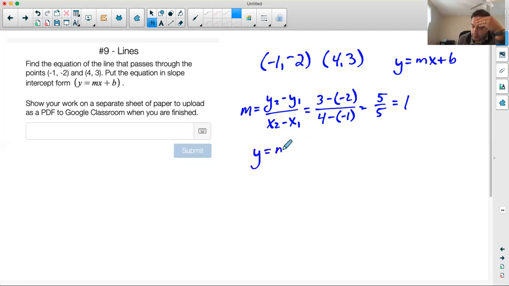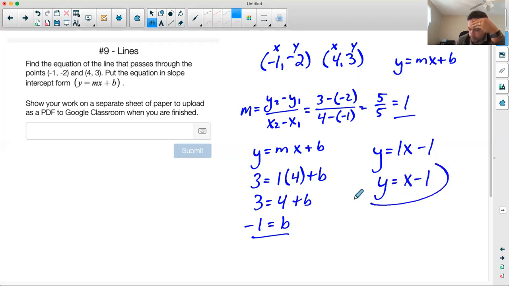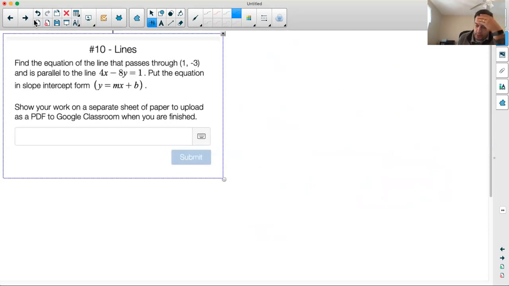Then I'm going to use my slope-intercept form. I'm going to plug in what I know. Now I can pick either one. I could use this for x and this for y, or this for x and this for y. I'm going to use the positive numbers just because I don't like the negative numbers. I'm going to say 3 is my y, 1 is the slope, 4 is my x. Let's solve for b. 3 equals 4 plus b. Subtract 4 from both sides and get -1 equals b. So there's my y-intercept. There's my slope. When I plug it back into the equation of the line, I get y equals 1x plus b, or y equals x minus 1.